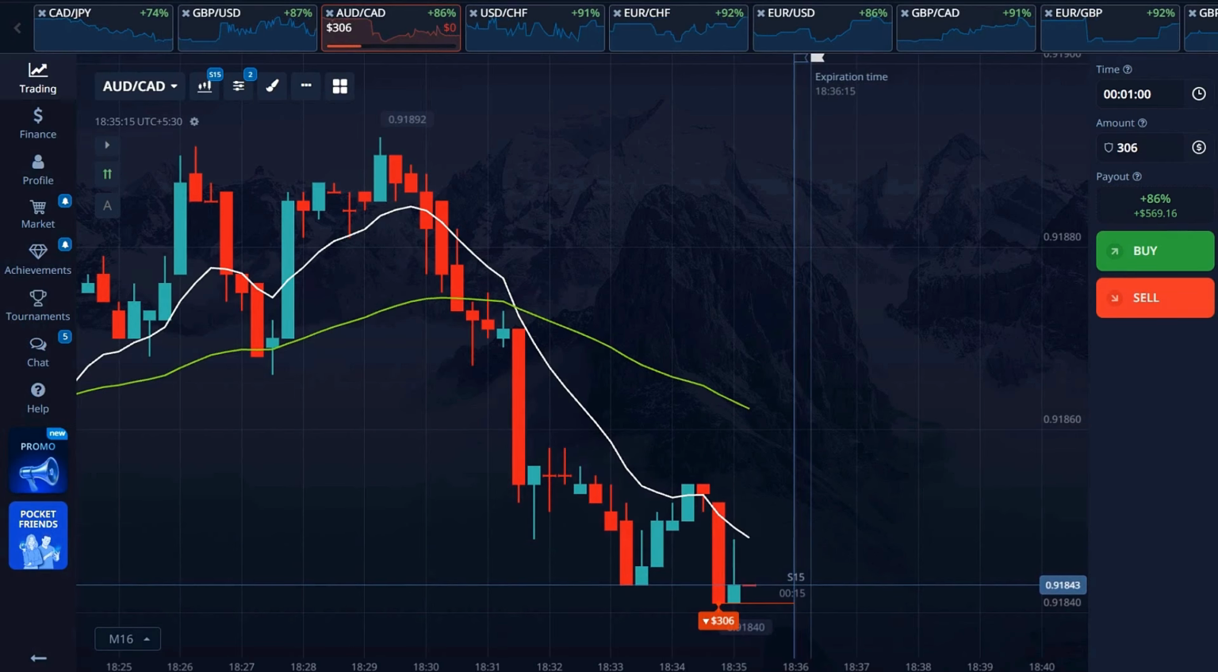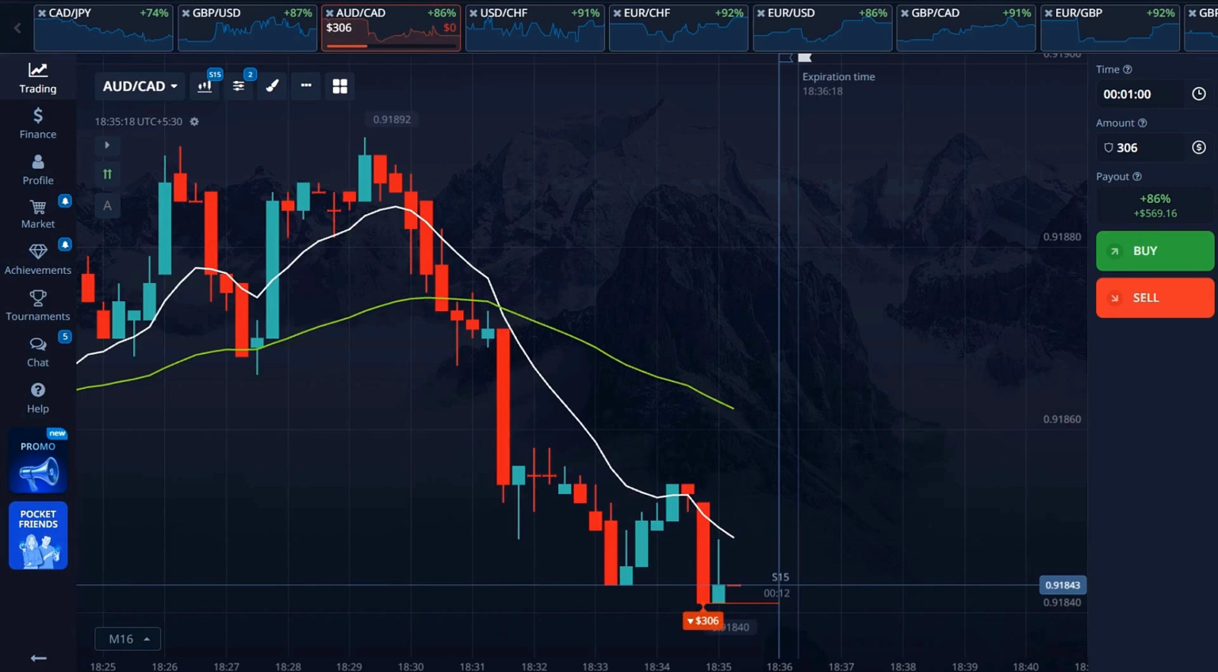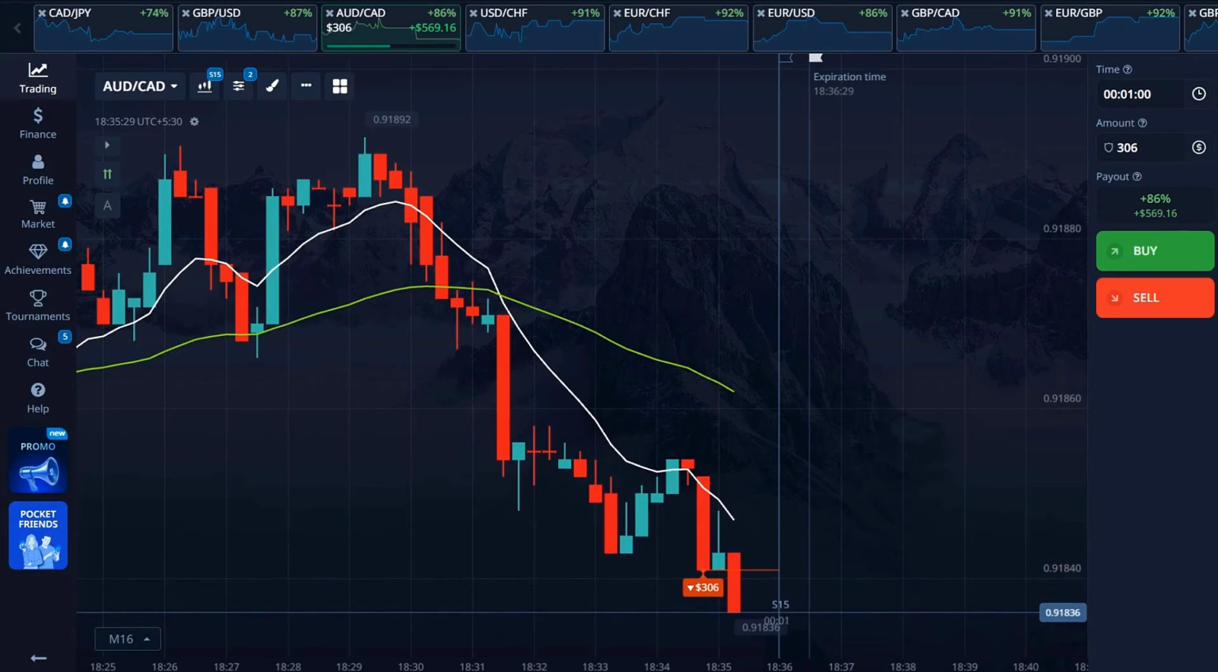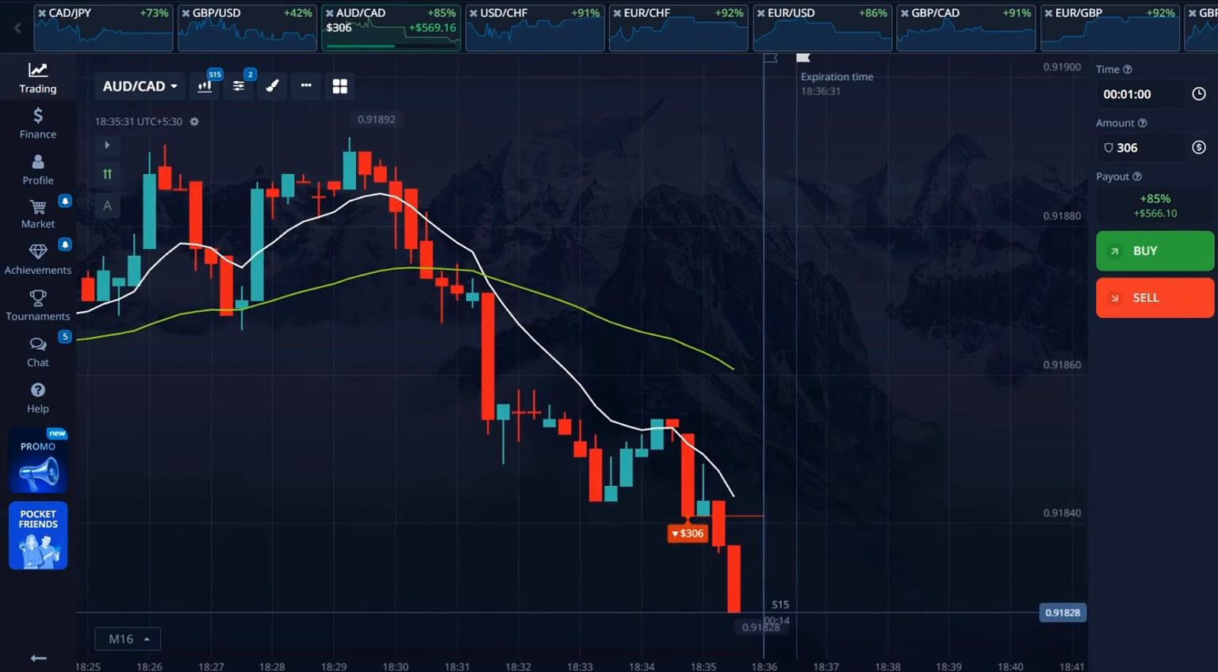The pullback candle touched the EMA and immediately showed rejection, indicating sellers were still in control. When the next candle opened bearish and respected the EMA resistance, the conditions aligned perfectly for a sell entry. That is the point where I placed my 1-minute sell trade.